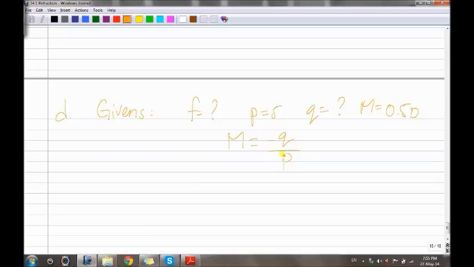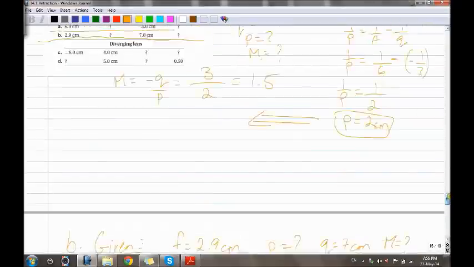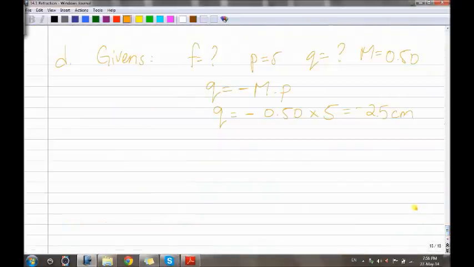So to find Q, let's do this. We cross multiply, and you get that the equation for Q would be negative M times P. So Q would be negative M, which is 0.50, times the P, which is 5. So negative 0.50 times 5 would be negative 2.5. So now that's the Q.